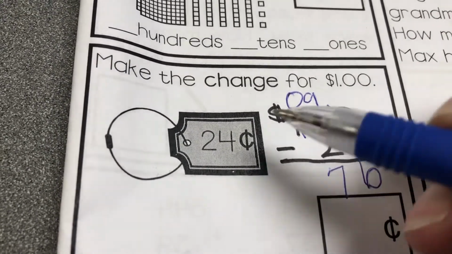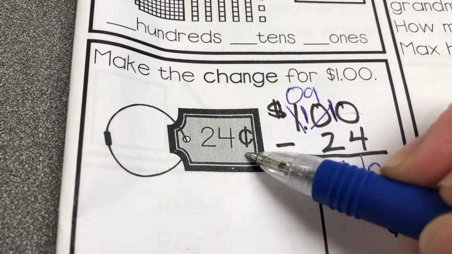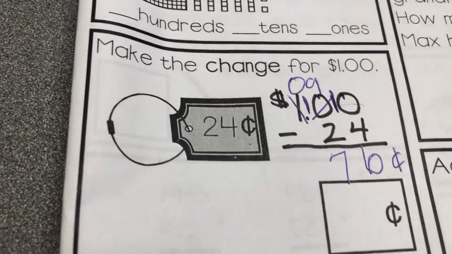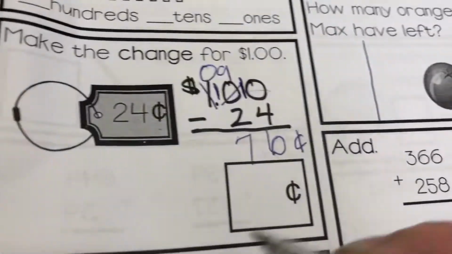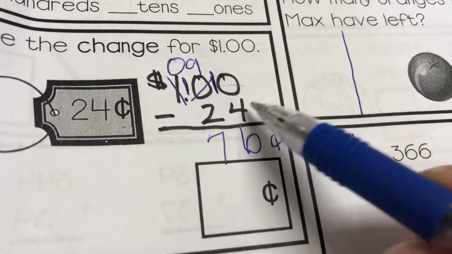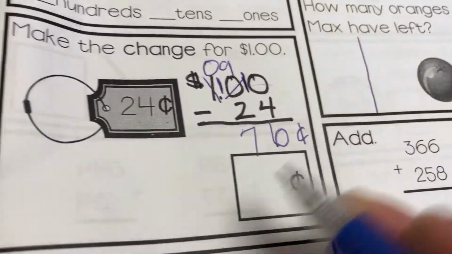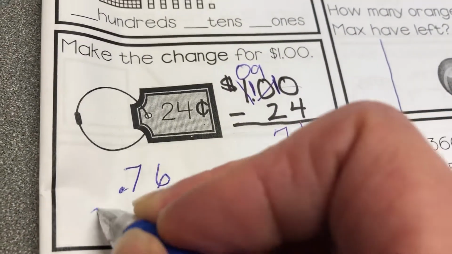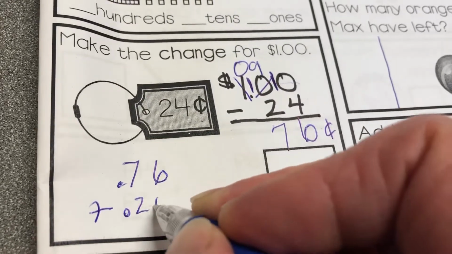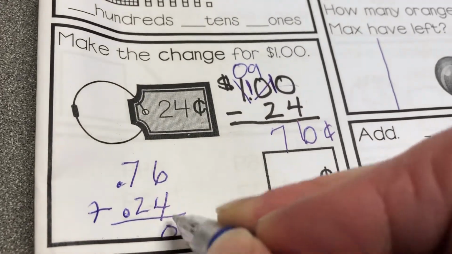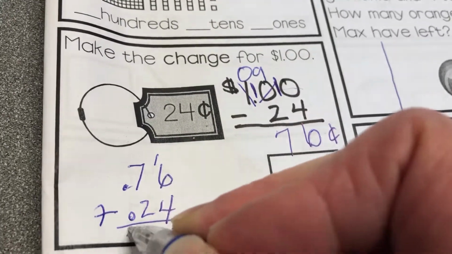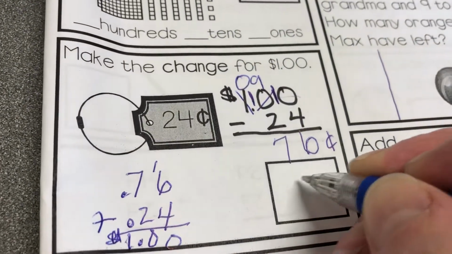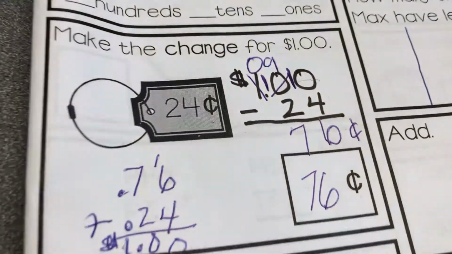So if we bought something for 24 cents and we gave them $1, they would give us 76 cents. Okay, let's double check. We add the two smaller numbers and we hope to get $1. So we add 76 cents plus 24 cents and we get $1. So our answer is correct, 76 cents.